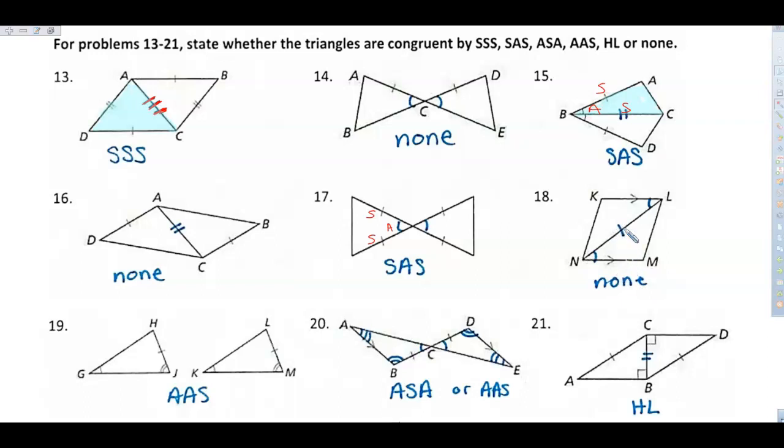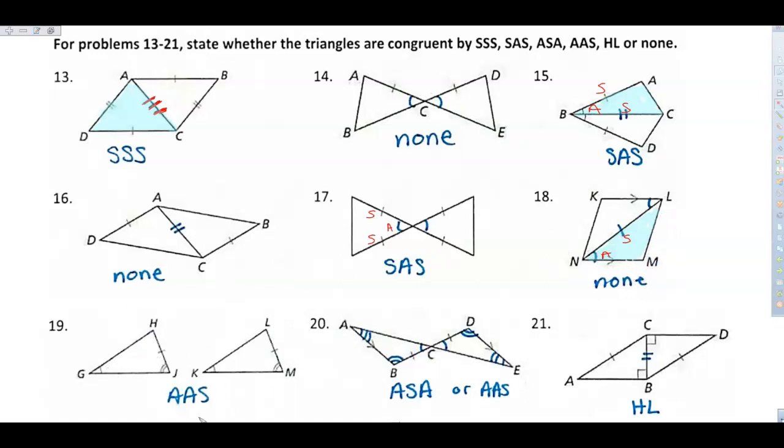But I don't know that these two sides are congruent. I only know that they're parallel. So again, look at one triangle at a time. I only know one angle and one side. I don't know anything else is true within this triangle, so the answer is none, not enough information.